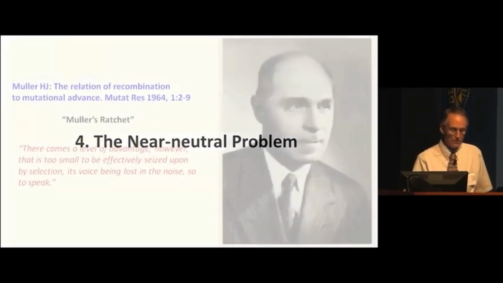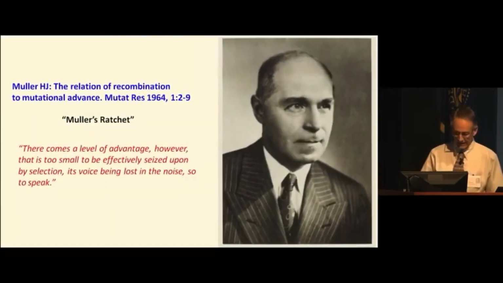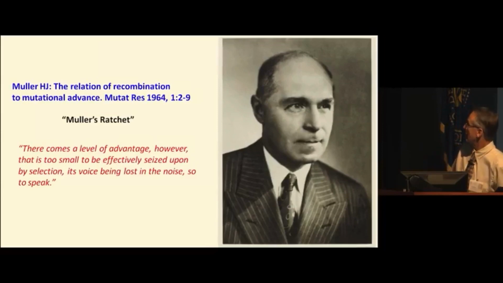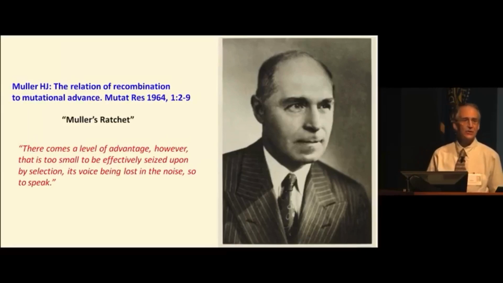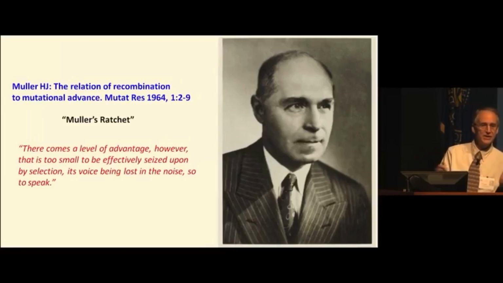The near-neutral problem was first recognized by, again, Mueller, who had such a huge impact. In his Mueller's ratchet paper, he didn't use that term, that was coined later, but in his paper about this selection interference and the accumulation of more bad mutations in linkage groups than good mutations, he says there comes a level of advantage, however, that is too small to be effectively seized upon by selection, its voice being lost in the noise, so to speak.